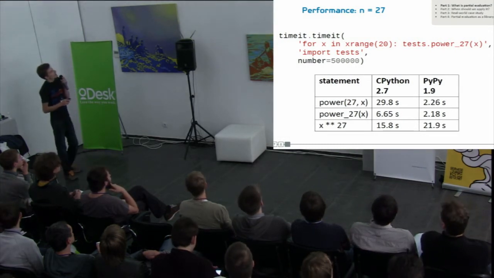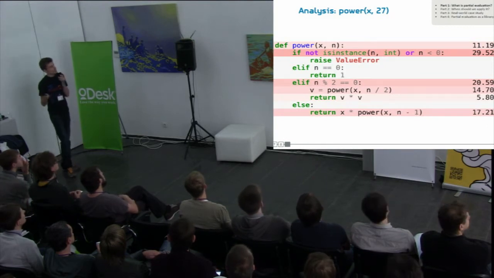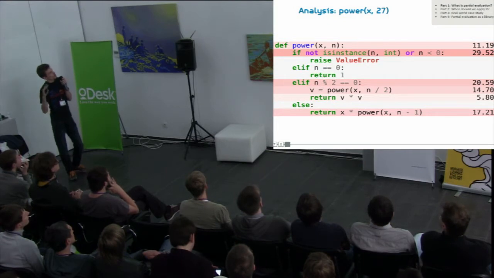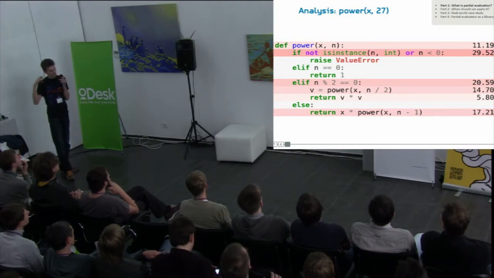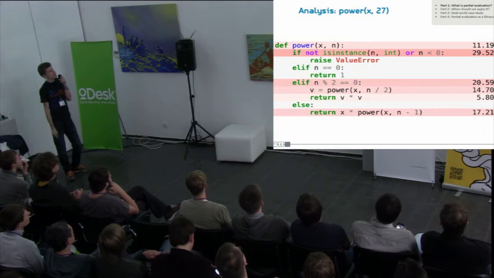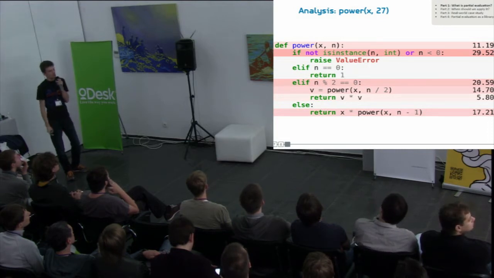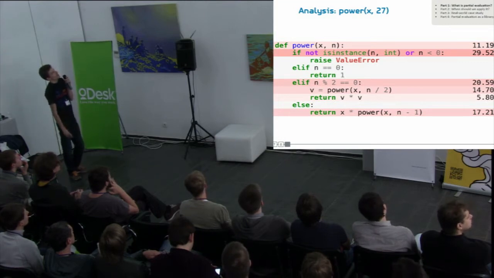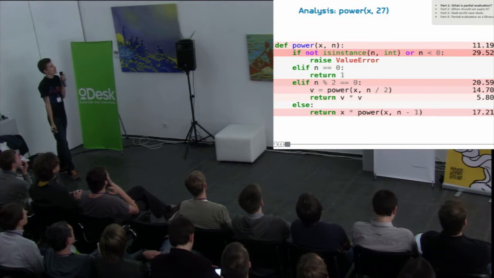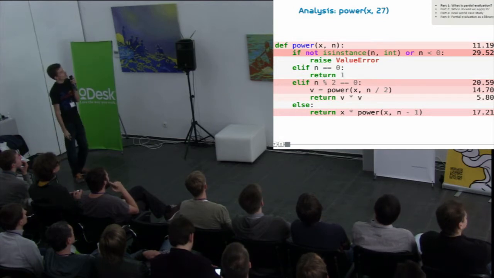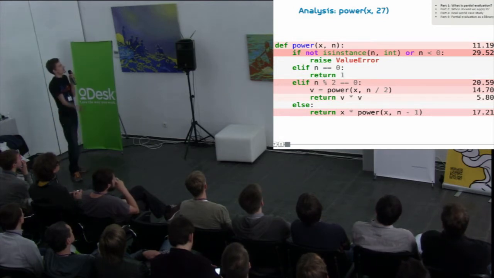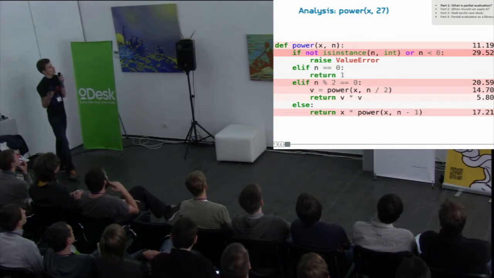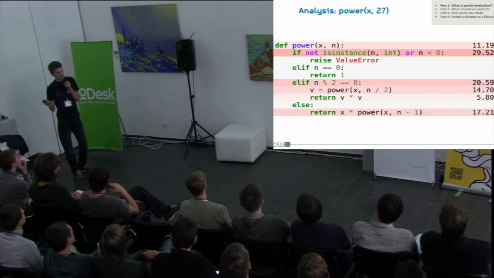OK. And why does it outperform? Here's the heat map of the original power function. The darker the color, the more time it spends in that line. And we see that most of the time is spent doing utterly useless things. Most of the time is spent analyzing if our n is an integer or if it's greater than zero. Then we spend a lot of time, again, analyzing n that is static, as we talked, and we spend very little time doing actual work. Why?